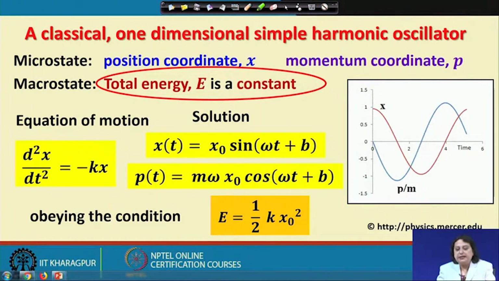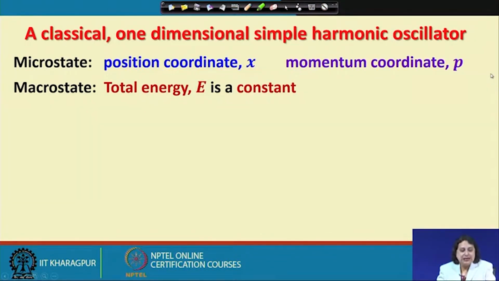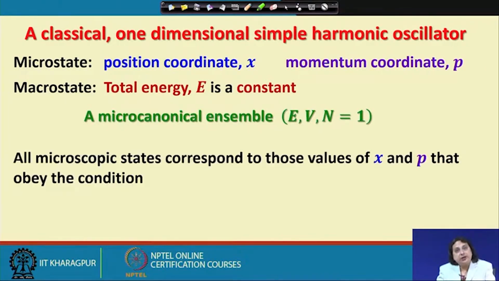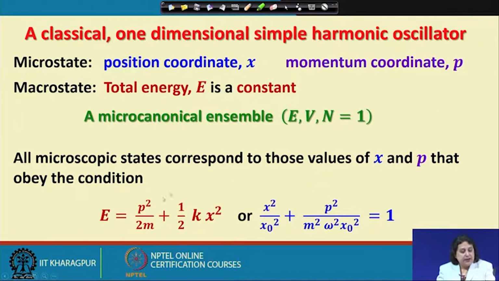So, what we are going to do next is we are going to see this collection of microscopic states x and p for a microcanonical ensemble where I have a total energy E fixed, and this simple harmonic oscillator is present in a constant volume and N is equal to 1 by the construction of the very simple system. Then all the microscopic states which correspond to those values of x and p in this microcanonical ensemble are accessible, which obey this condition.